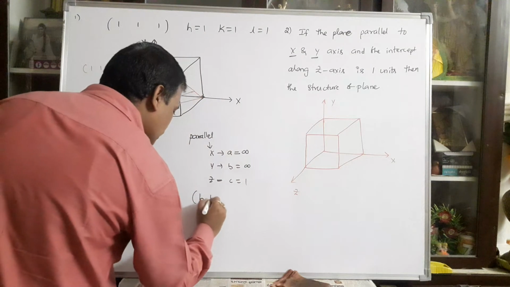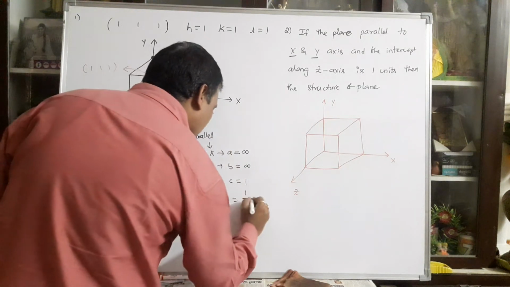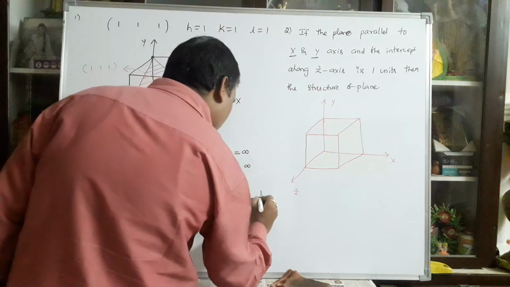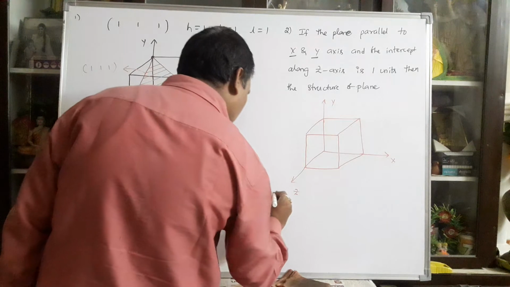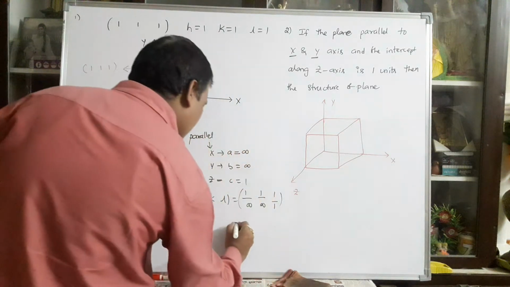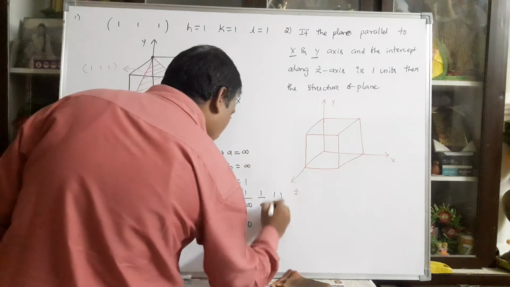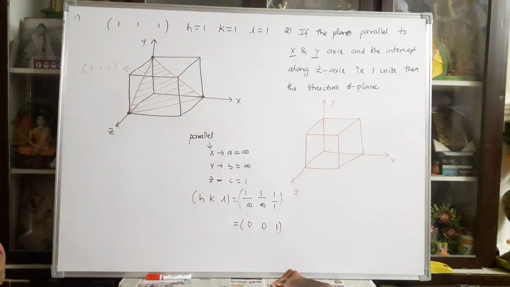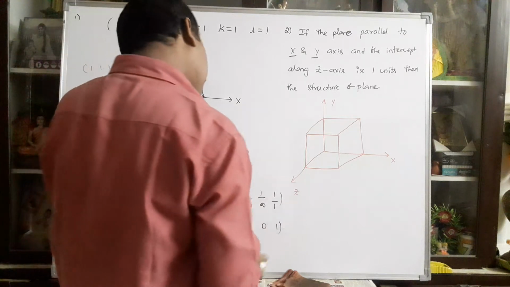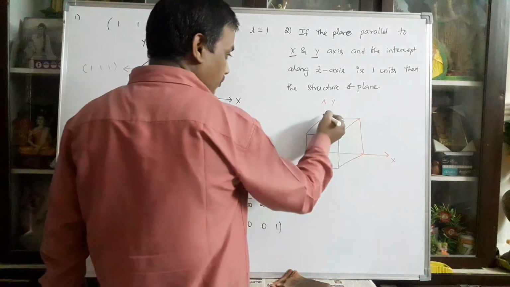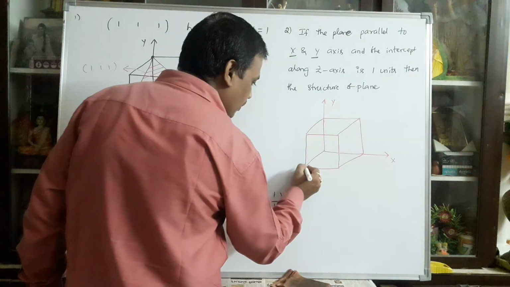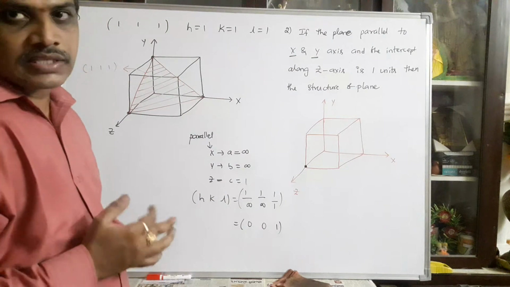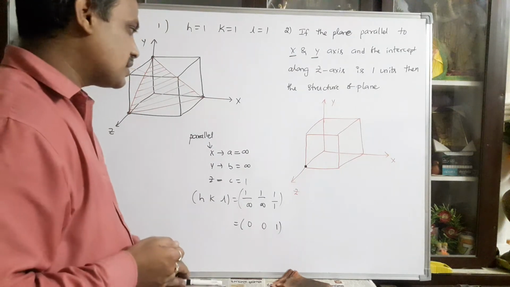Miller indices are h, k, l, nothing but 1 by infinity, 1 by infinity, and 1 by 1, since the z axis intercept is 1. 1 by infinity value is 0, so it is 0, 0, 1. So according to Miller indices, the plane is 0 0 1. Along x it is 0, along y it is 0, along z it is only 1. So you can draw the plane such that it must be parallel to both x and y axis.